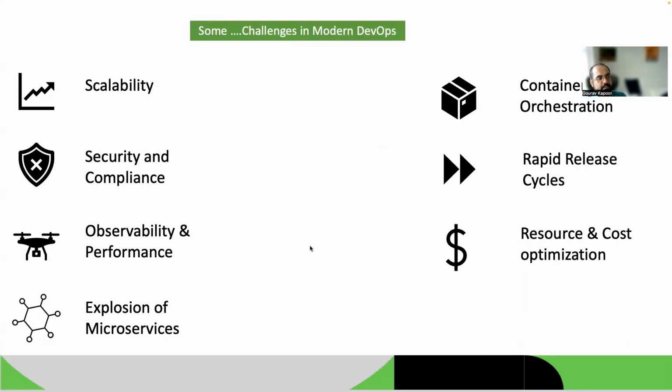These are some of the challenges in modern DevOps. We have already talked about some of those to some level, and how the need for DevOps and the things I talked about in that section will help us in solving these challenges, which are scalability, security, and compliance. The explosion of microservices: how would we be able to manage all of that? Some of the containers and orchestration technologies we have available at hand, and finally the cost optimization or resource optimization, right?